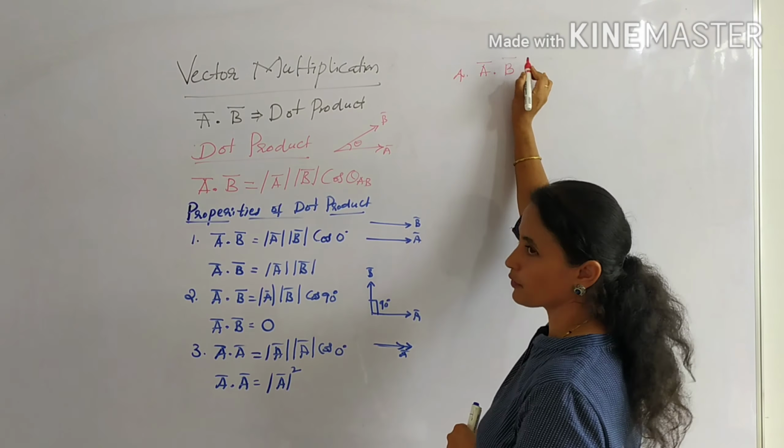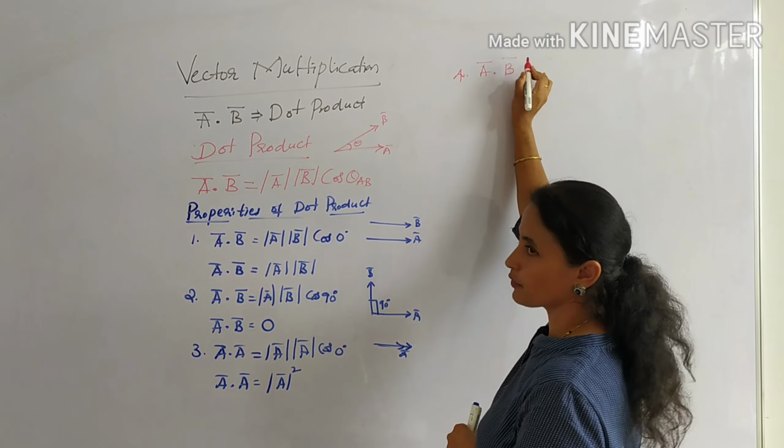The dot product also obeys the distributive law of multiplication. A bar dot of B bar plus C bar is the same as A bar dot B bar plus A bar dot C bar. It obeys the distributive law and it obeys the commutative law.